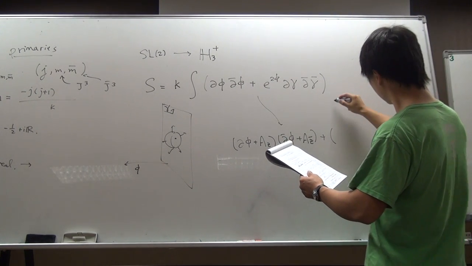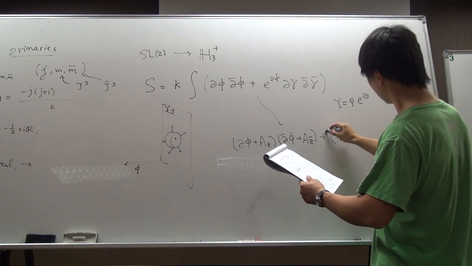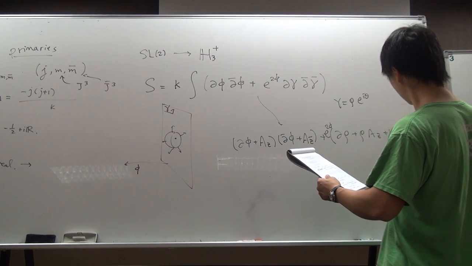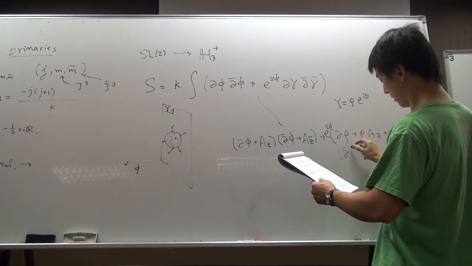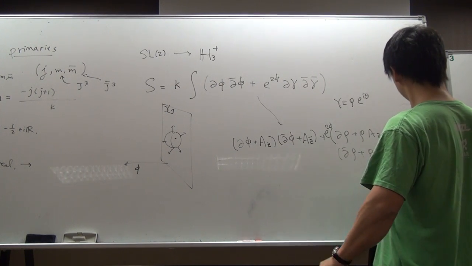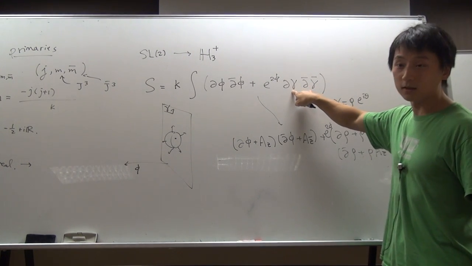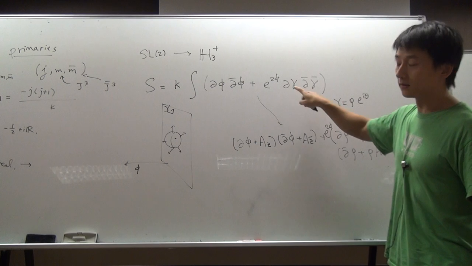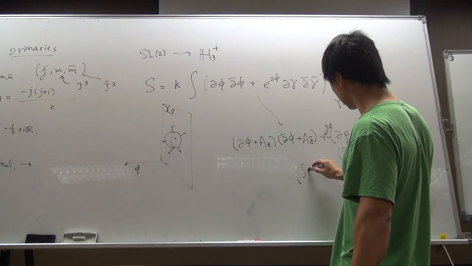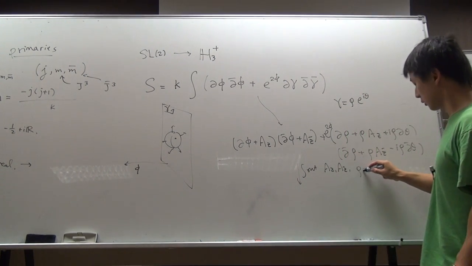So write gamma as rho e to the i theta. This becomes e to the 2 phi times partial rho plus rho A_z plus i rho partial theta. And here I have partial bar rho plus rho A_z bar minus i rho partial bar theta. I should mention that this is not a standard nonlinear sigma model because it has H flux. Gamma is complex.